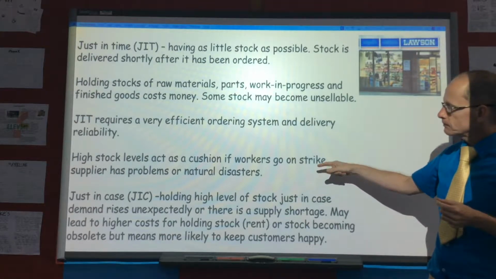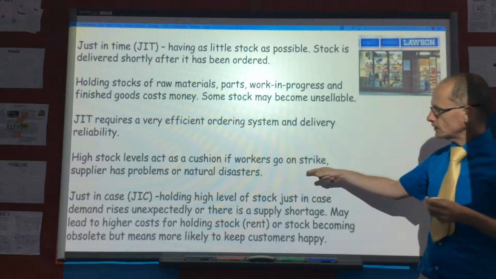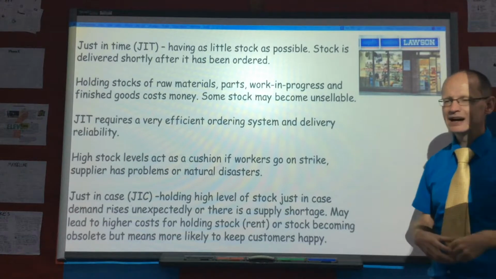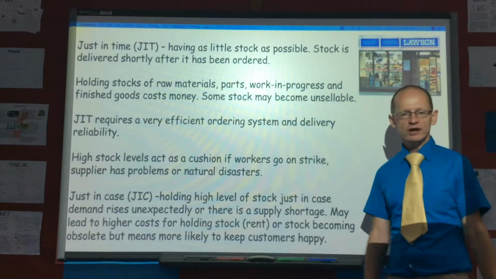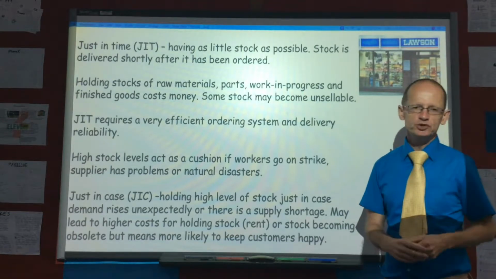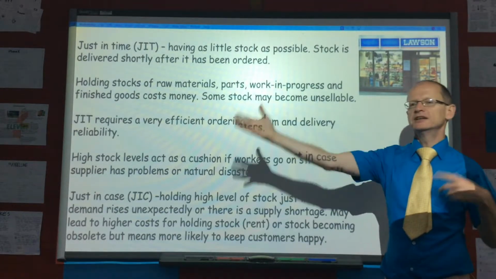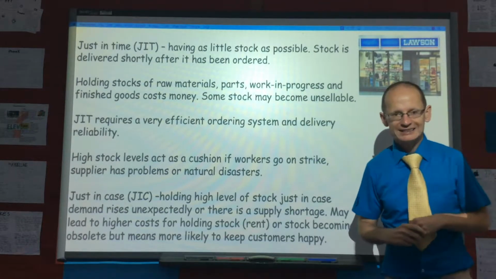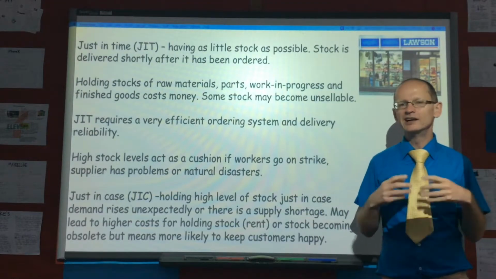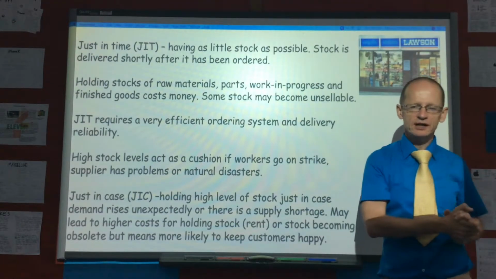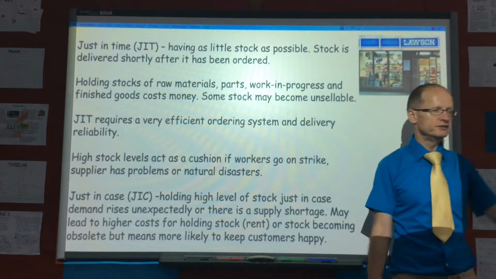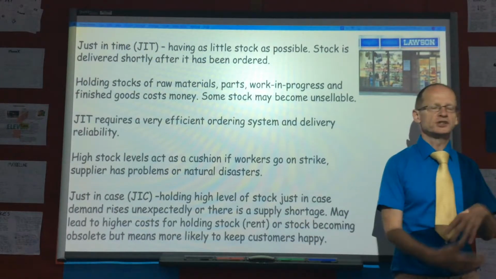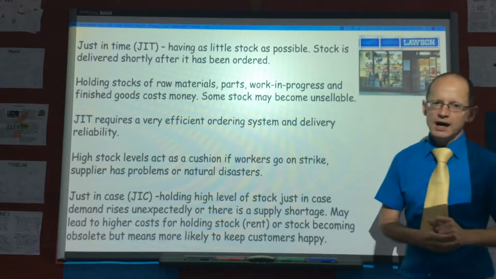Okay, but high stock levels do act as a cushion, especially in manufacturing. If workers go on strike and a company can't produce something, if say the shop keeps high levels of stock, then they're not going to be as affected as if say the factory has gone on strike. Or if there's problems with the supplier receiving their own raw materials, or if there's a natural disaster.